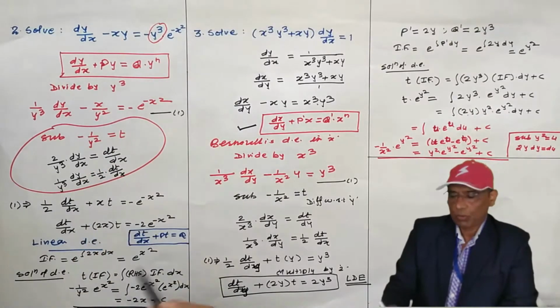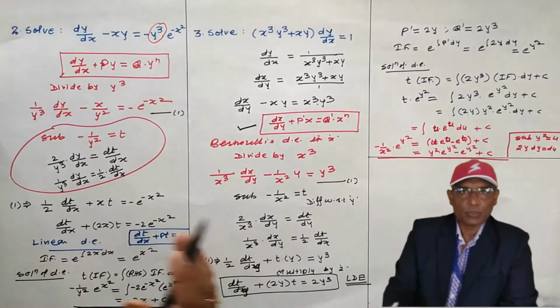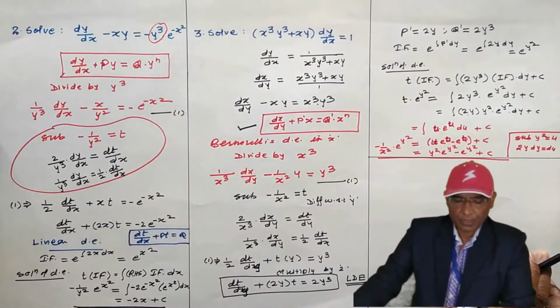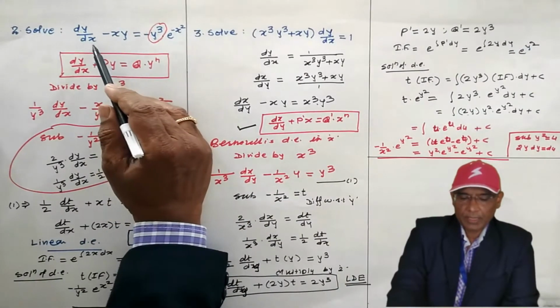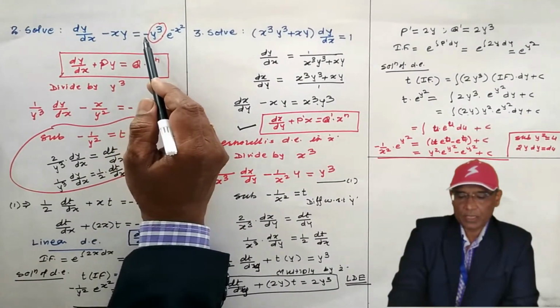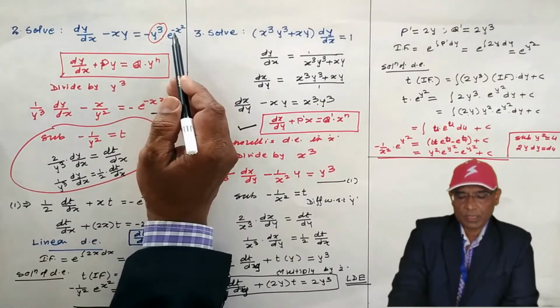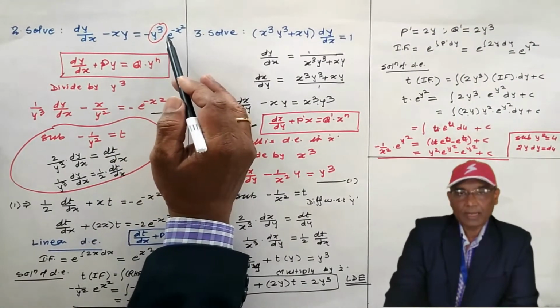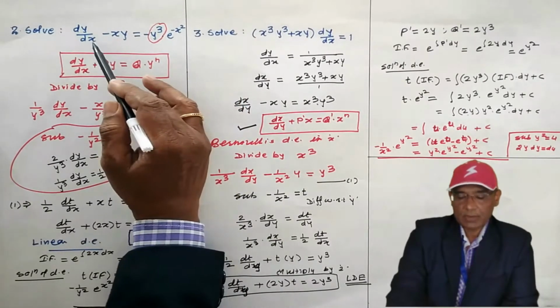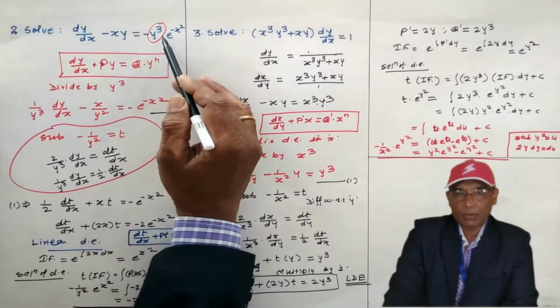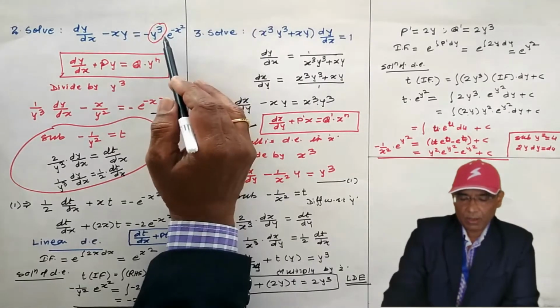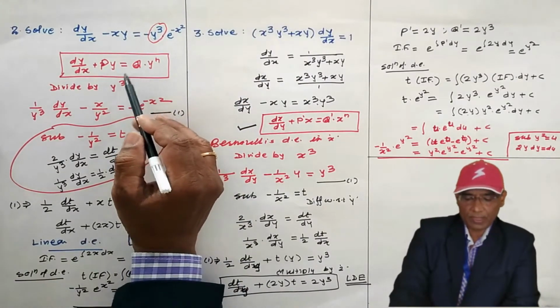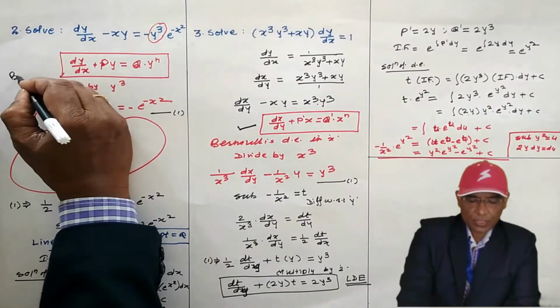Now the second problem. In order to save time, I have solved this problem on the sheet already, and I am just going to explain it very fast. Second problem: dy by dx minus xy is equal to minus y cube e to the power minus x square. If you look at this carefully, on the right hand side we have y cube in the multiplication, so this equation is of this type. This is called the Bernoulli's differential equation.